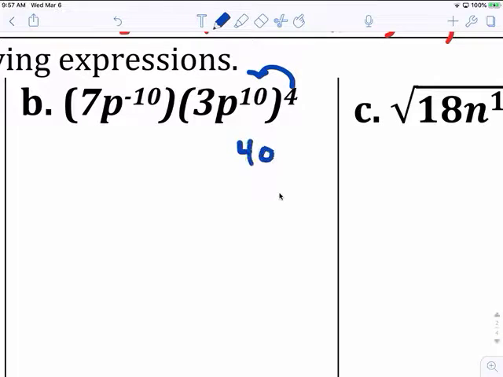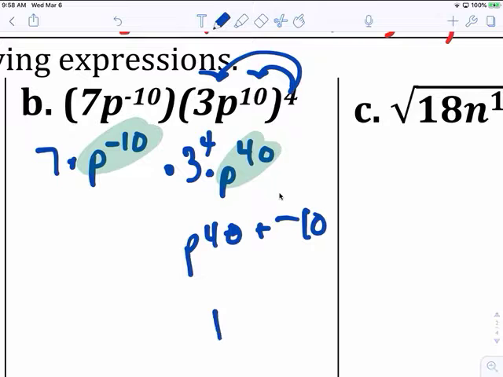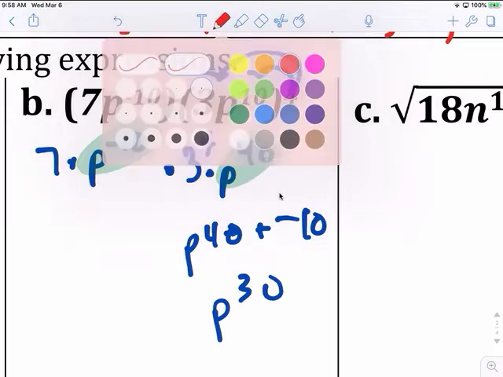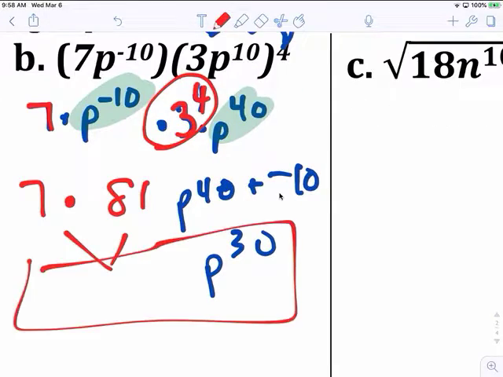That's 40p on the test, guys. 3 to the 4th times 7 times p to the negative 10. Do the exponent first. Show this work tomorrow. 40 plus negative 10, p is 30. Okay, and then you got the exponent of 3 to the 4th. There's no other base of 3. This is base of 7. So 7 times, do the exponent first. 3 times 3 is 9. That's 81. Multiply that. Get your answer. Put it here, whatever that answer is. Okay?